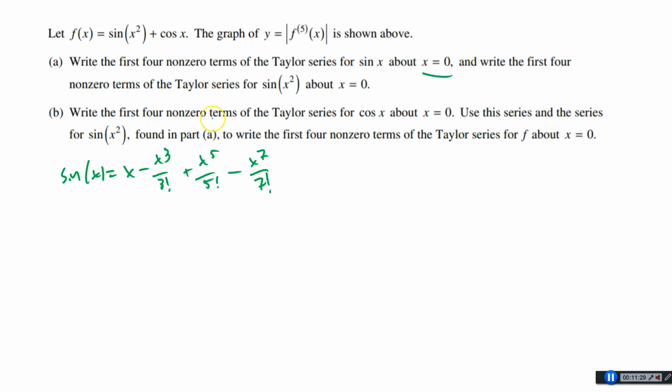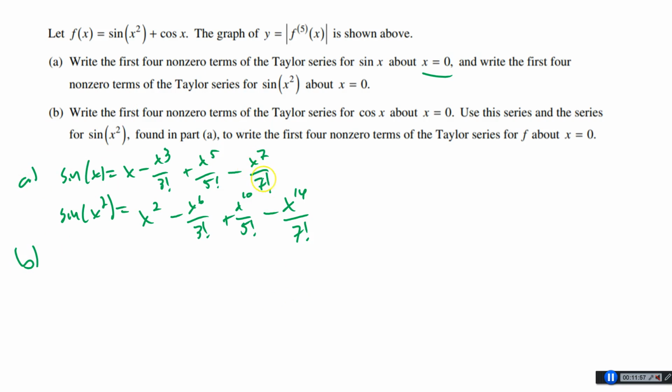Then they want the first 4 non-zero terms for the Taylor series for sine of x squared. Did they want general terms? Nope, they don't. So for sine of x squared, I'm just going to replace all the x's with x squared. So I have x squared minus x squared cubed, which is x to the 6th over 3 factorial, plus x to the 10th over 5 factorial, minus x to the 14th over 7 factorial. Okay, there we go. So that was part A.